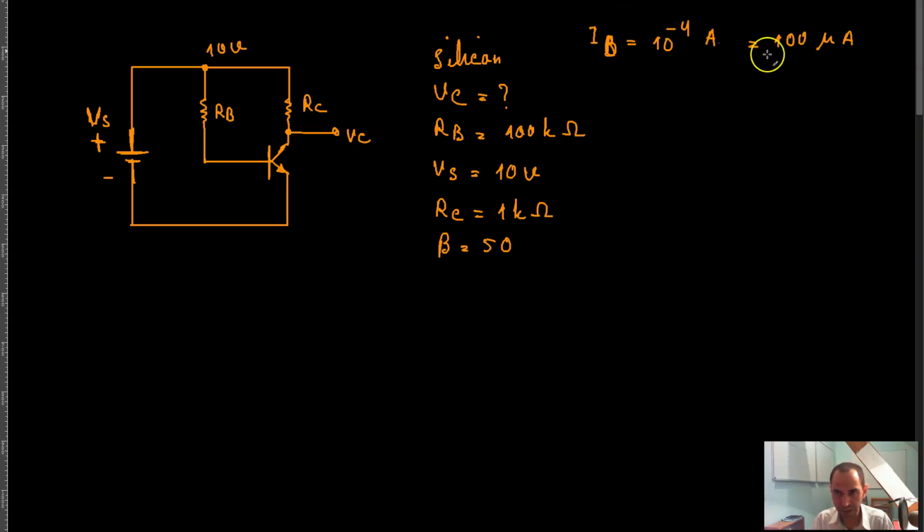So there is a current of 100 microamps going through the base of this transistor, right? Now, the next step would be to calculate the collector current of this transistor, which is what we will continue in the next video.